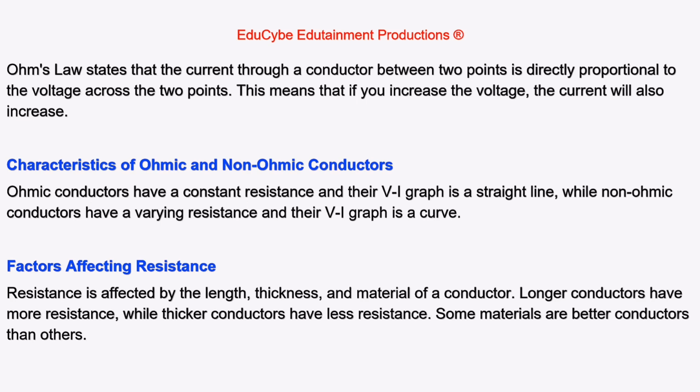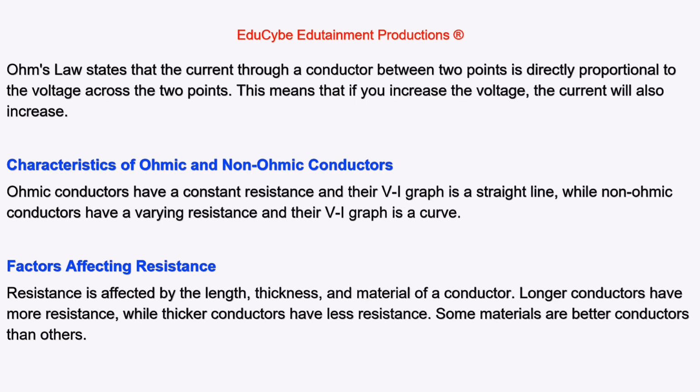Characteristics of ohmic and non-ohmic conductors. Ohmic conductors have a constant resistance and their VI graph is a straight line, while non-ohmic conductors have a varying resistance and their VI graph is a curve.